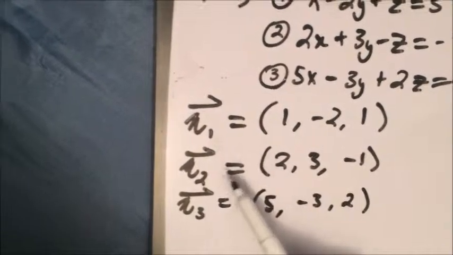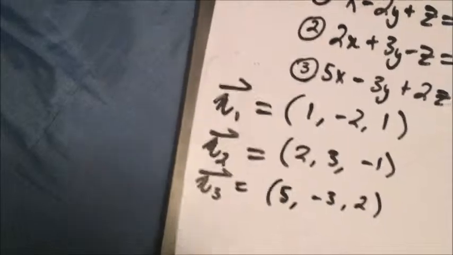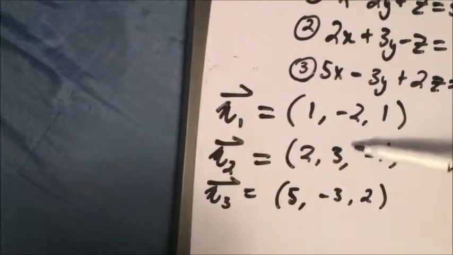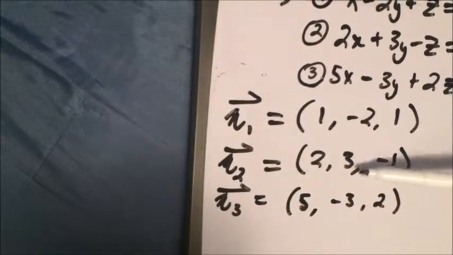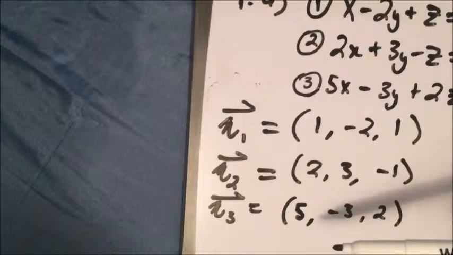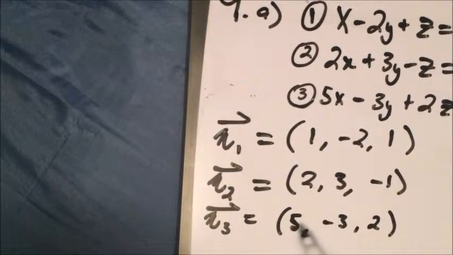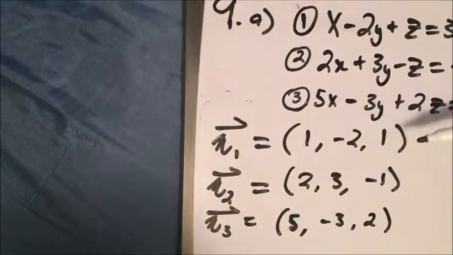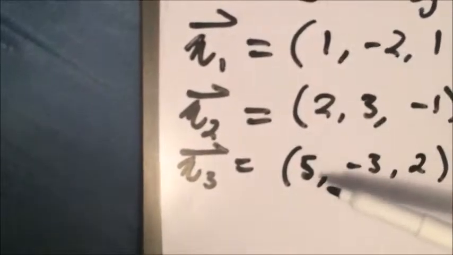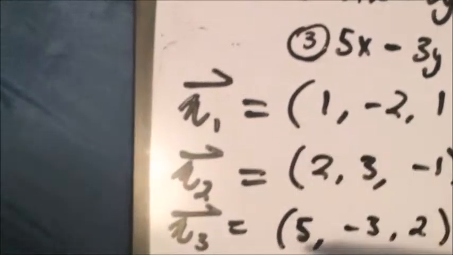Now we're going to see if n2 and n3 are scalar multiples of each other. Well, we can look here at this middle coordinate, and 3, to get to -3, you have to multiply by -1. Okay, so let's try that here. 2 times -1 is -2, but here we have 5, so we know that n2 and n3 aren't scalar multiples of each other. Now we're going to examine to see if n1 and n3 are scalar multiples of each other. To get from 1 to 5, we'd have to multiply this by 5. Okay, -2 times 5, however, is -10, and here we have -3.